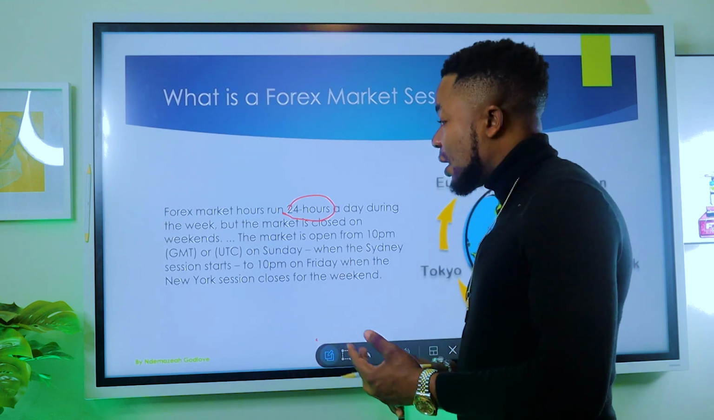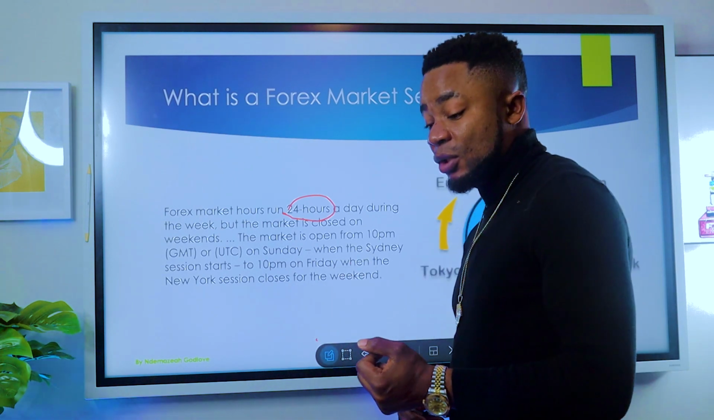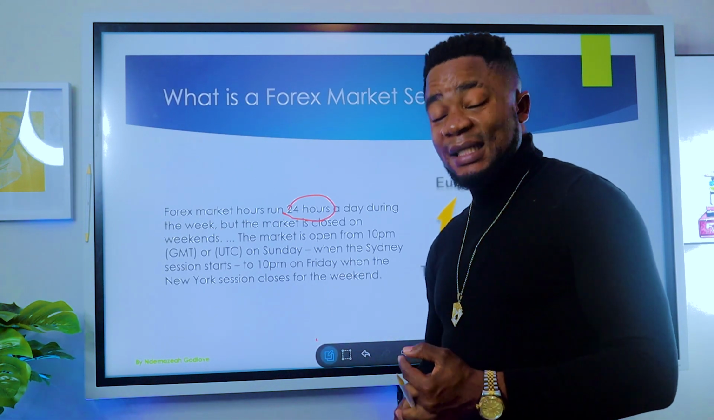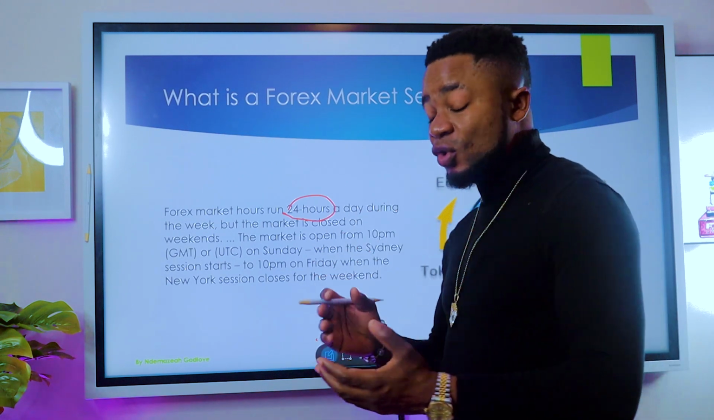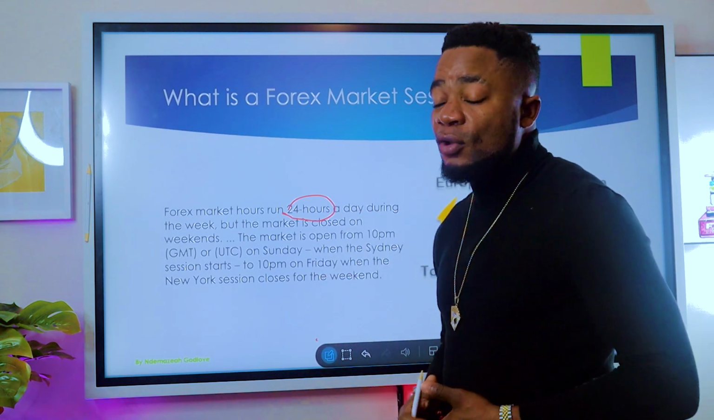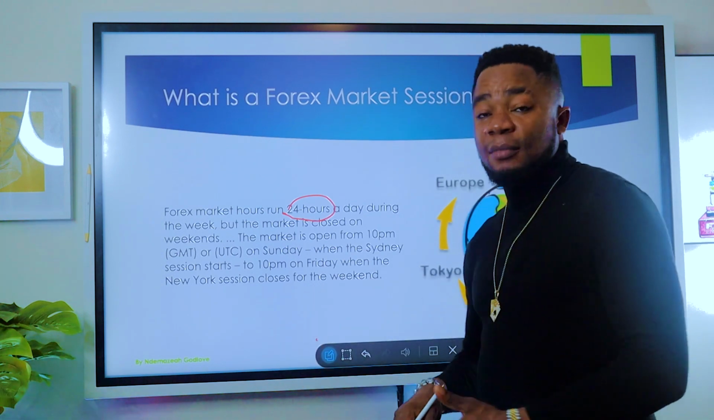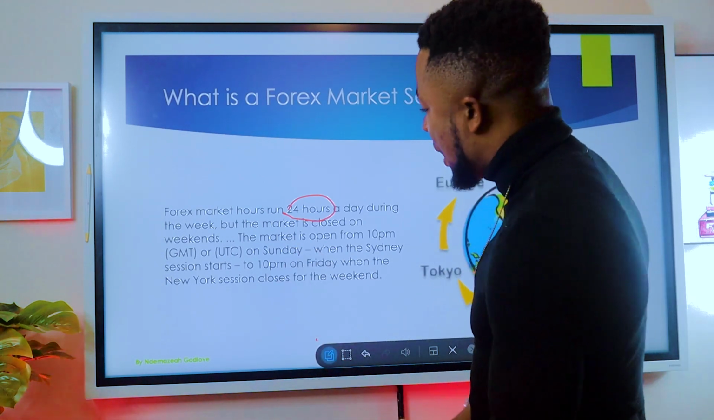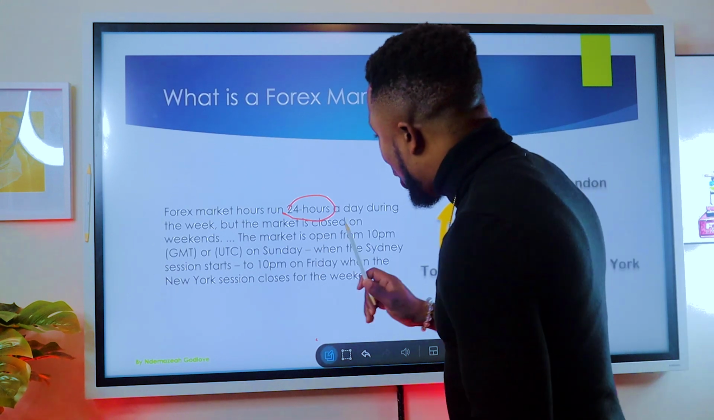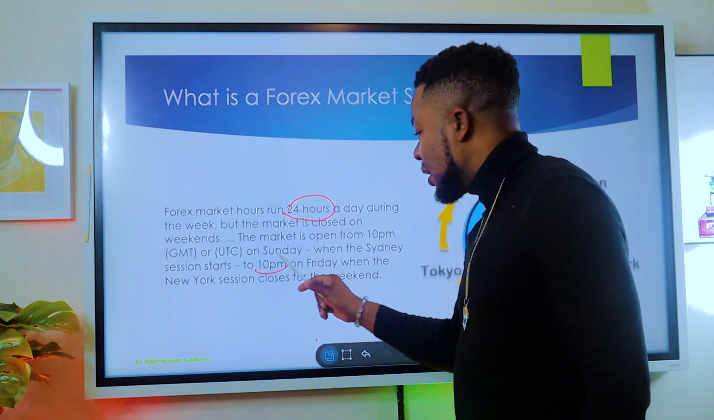GMT. So when we're talking about forex market sessions, we'll be using the GMT and the Eastern time. GMT is Greenwich Mean Time, and also the Eastern time. No matter where you are located, you can convert the time zone to your present time zone, but we'll be using the GMT and the Eastern time. All right, so the forex market opens at 10 p.m. on Sunday, and 10 p.m.